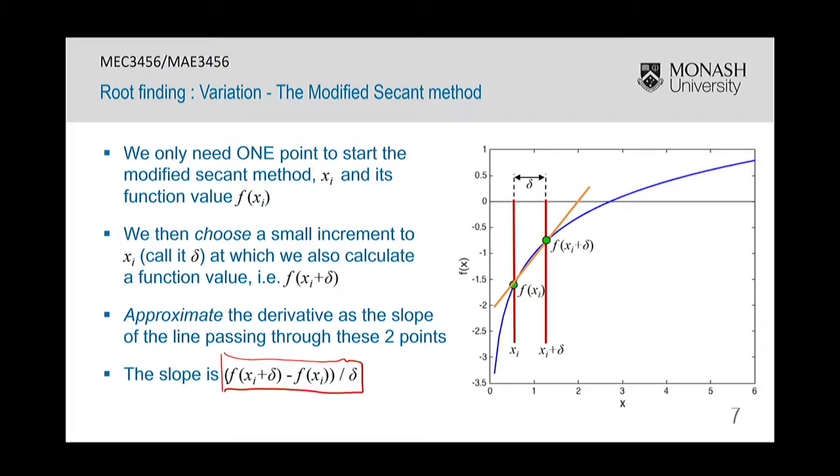Now the astute of you will look at this and say, well, the limit as delta goes to 0 of f of xi plus delta minus f of xi divided by delta, that's equal to the definition of the first derivative. And indeed it is. So if you choose delta smaller and smaller and smaller, you're getting closer and closer to the analytic result. In other words, you're getting closer and closer to the Newton-Raphson method.